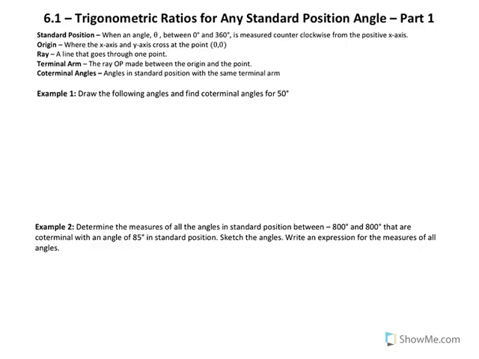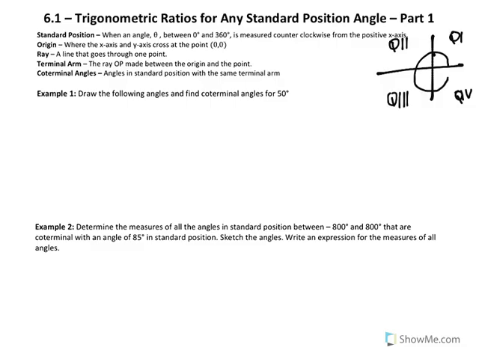6.1 Trigonometric ratios for any standard position angle, part 1. So when we are talking about an angle in standard position, we're going to think about the quadrants. So this is quadrant 1, this is quadrant 2, this is quadrant 3, and this is quadrant 4.